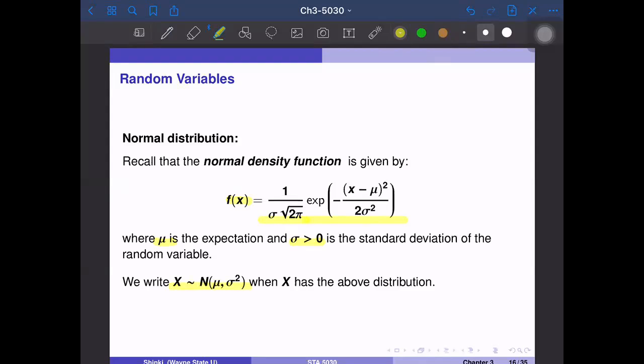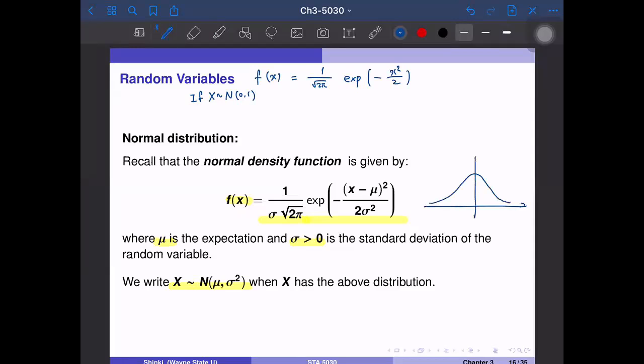So this looks complicated, but the fact is that if X follows normal(0, 1), this is called a standard normal random variable. f of x is 1 over square root of 2 pi, which is just a constant, times exponential of negative x squared over 2. So in short, this function is a constant times exponential of negative x squared. And this makes a bell-shaped curve centered at 0.